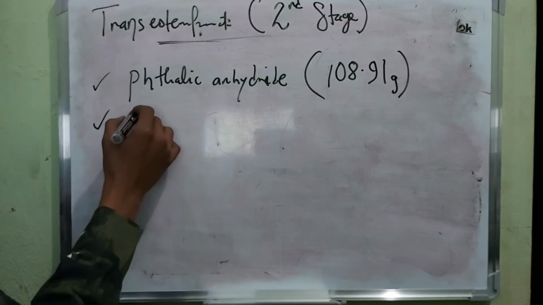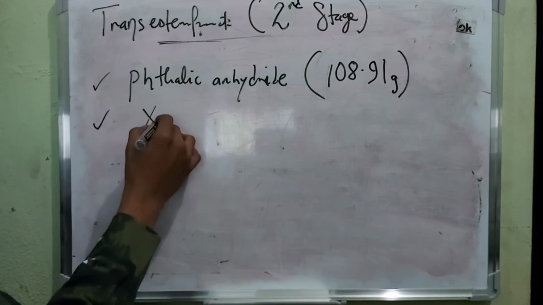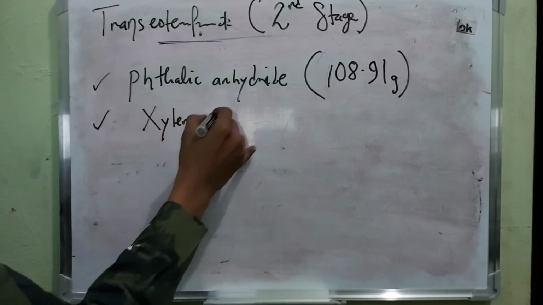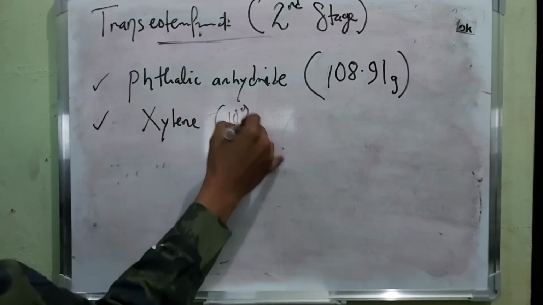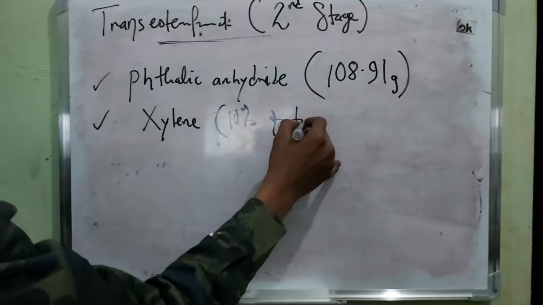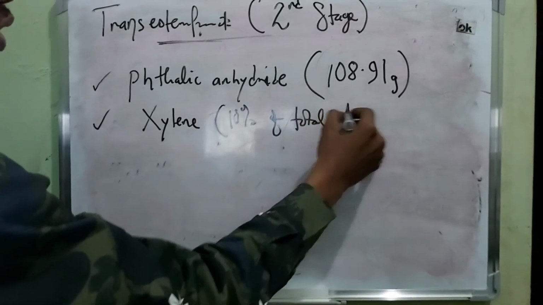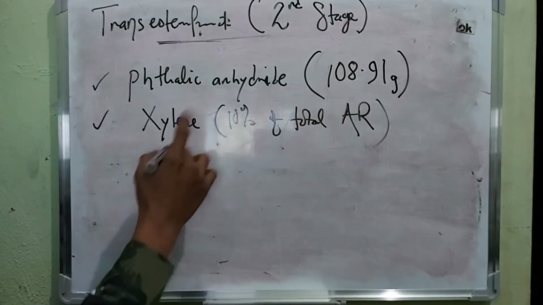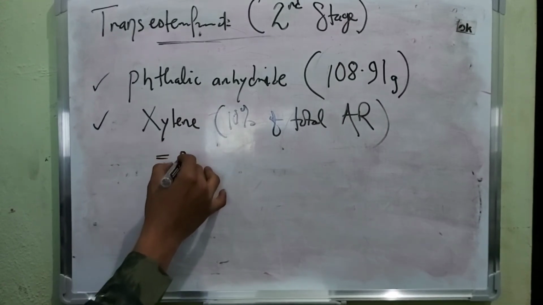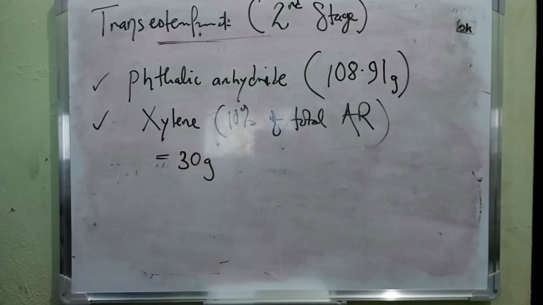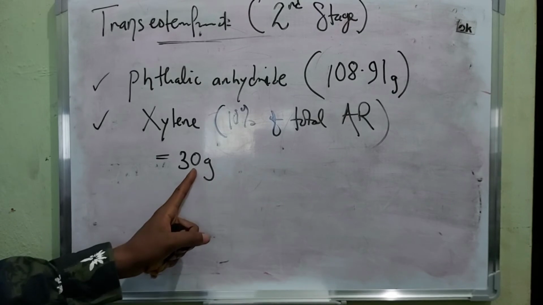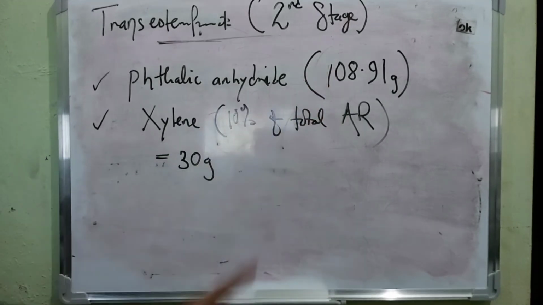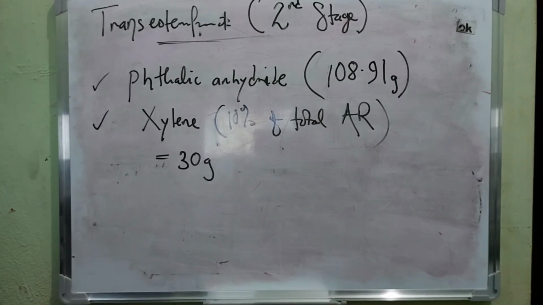Then you also add xylene, which represents 10% of total alkyd resin weight. Remember, we've calculated that also to be 30 grams. Okay, we're going to add this and this in the second stage of the alkyd resin synthesis. So once that is done, you don't get to start up the reaction yet.